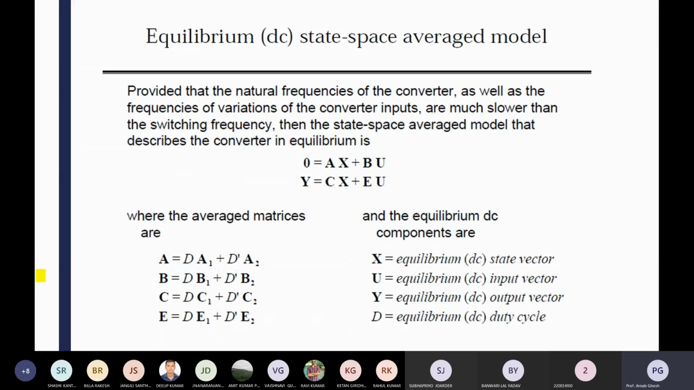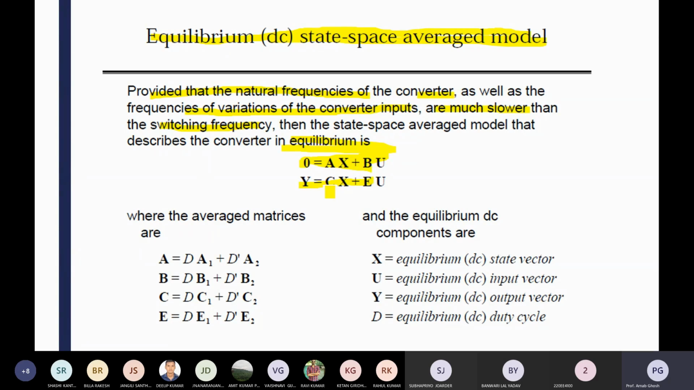Similarly for equilibrium, for the DC steady state equation, what you need to do in the average model is make that derivative value 0, okay? At steady state the derivative term will be 0, simple concept, okay? That provides the natural frequency of the converter, as well as the frequency of the variations of the converter inputs being much slower than the switching frequency. I told you that the sampling frequency will definitely be much slower than your switching frequency, okay? At least 1/5 times, up to 1/10 times, okay? The state phase average model describes that equilibrium point. So here at steady state value we can get that equilibrium point, okay?